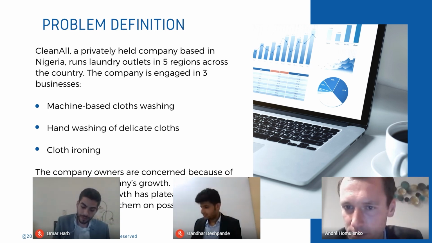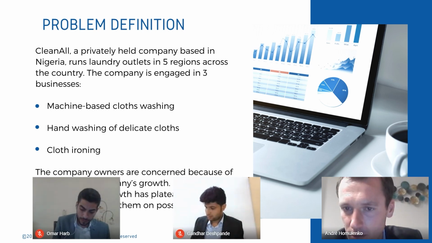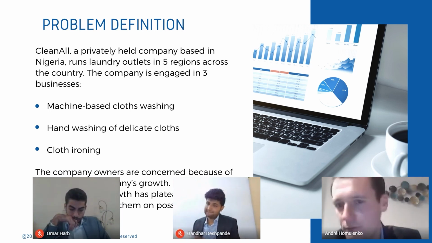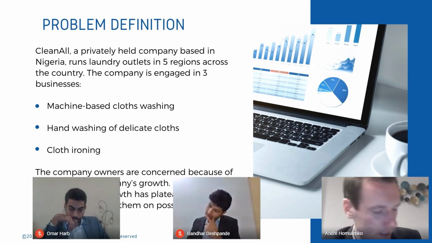I didn't get it. The first question was, you said there are three sectors, right? It's machine-based clothing, hand washing, and clothes ironing. So the growth slowdown, is it related to all three businesses or to one or two of them? Like how the businesses are comparing to each other? I don't actually have information about this, but thank you very much for asking.